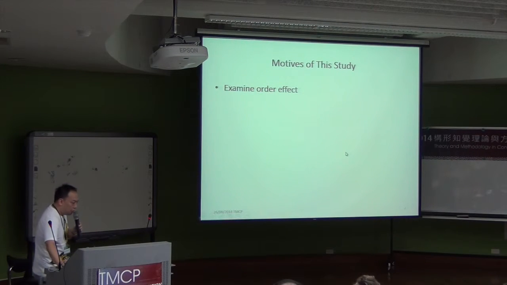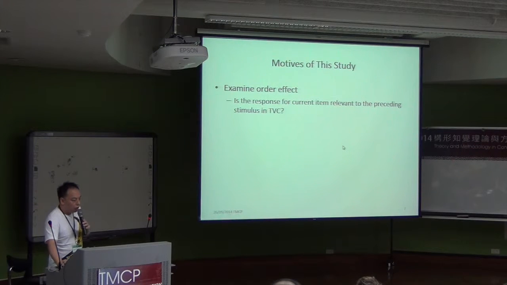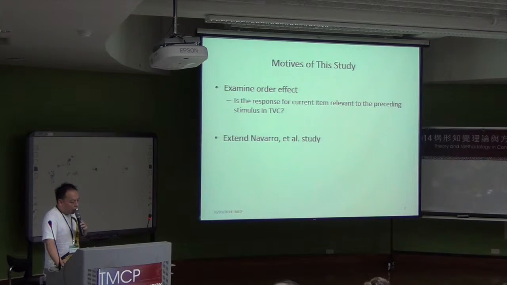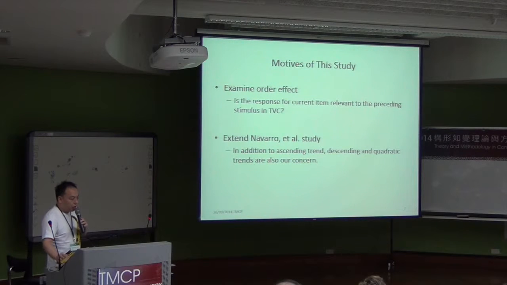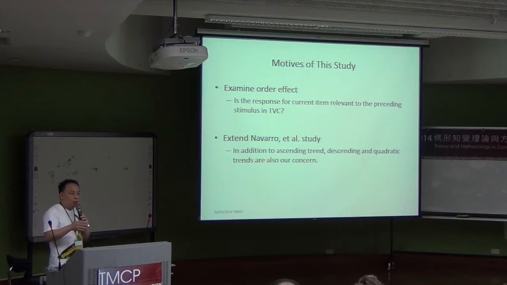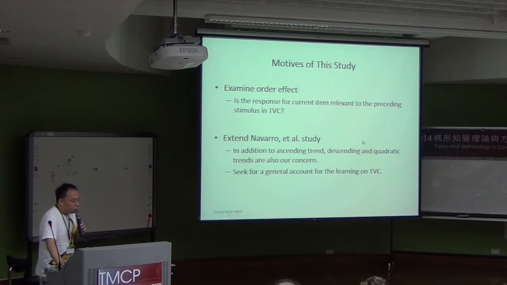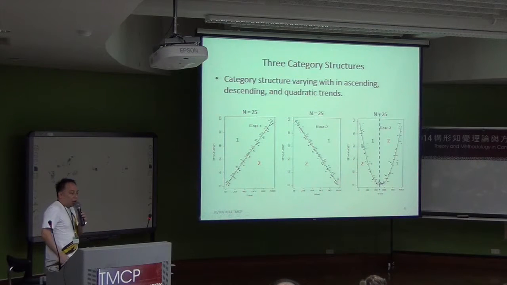First, I would like to extend the order effect, especially I would like to know whether in this kind of experiment, our subjects actually perform like what Stewart, Brown, and Chater expect. And also, I would like to extend the methodology. In addition to using the ascending trend, I also use the descending trend and the quadratic trend, which would be like here.